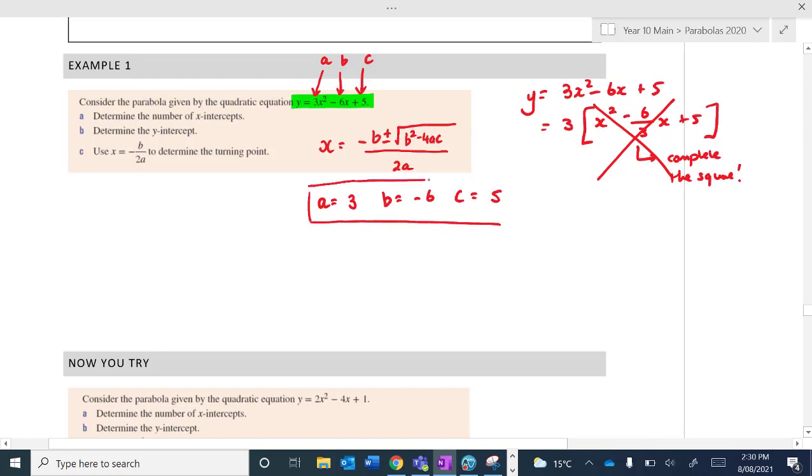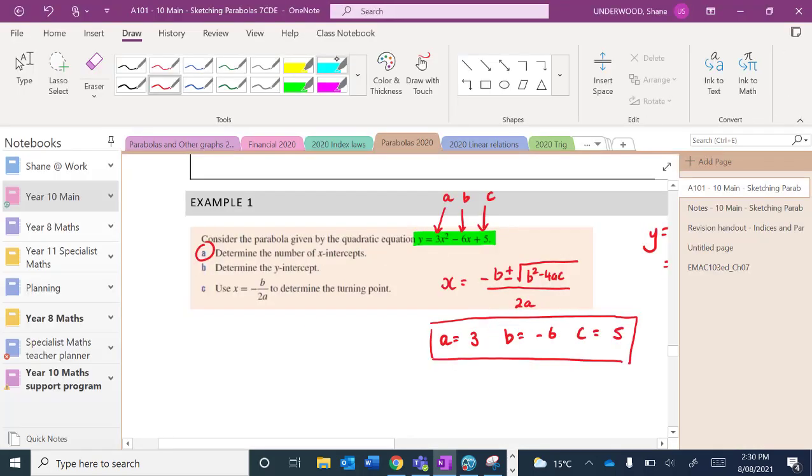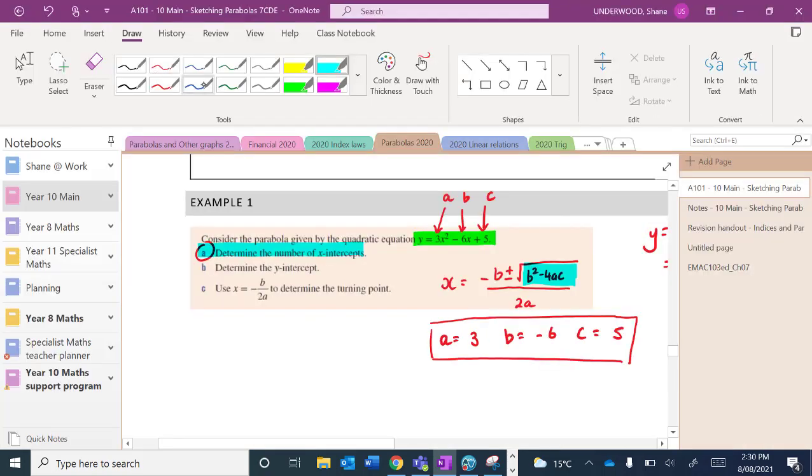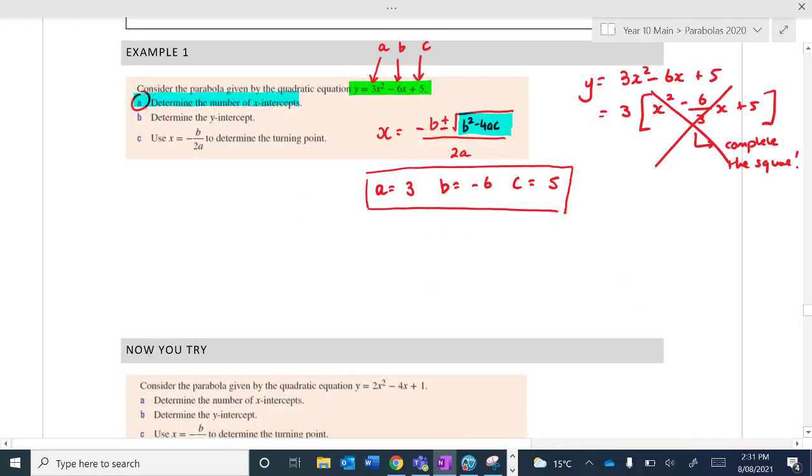That's what we need to use in the quadratic formula. Now, it's just asking for the number of x-intercepts. So if it's asking for the number of x-intercepts, we're going to look at the discriminant, which is the thing inside the square root sign, b squared minus 4ac. That will help us determine the x-intercepts. Let's write it out. The discriminant, which we write as a triangle, is equal to b squared minus 4ac. A is equal to 3, b is equal to minus 6, and c is equal to 5.